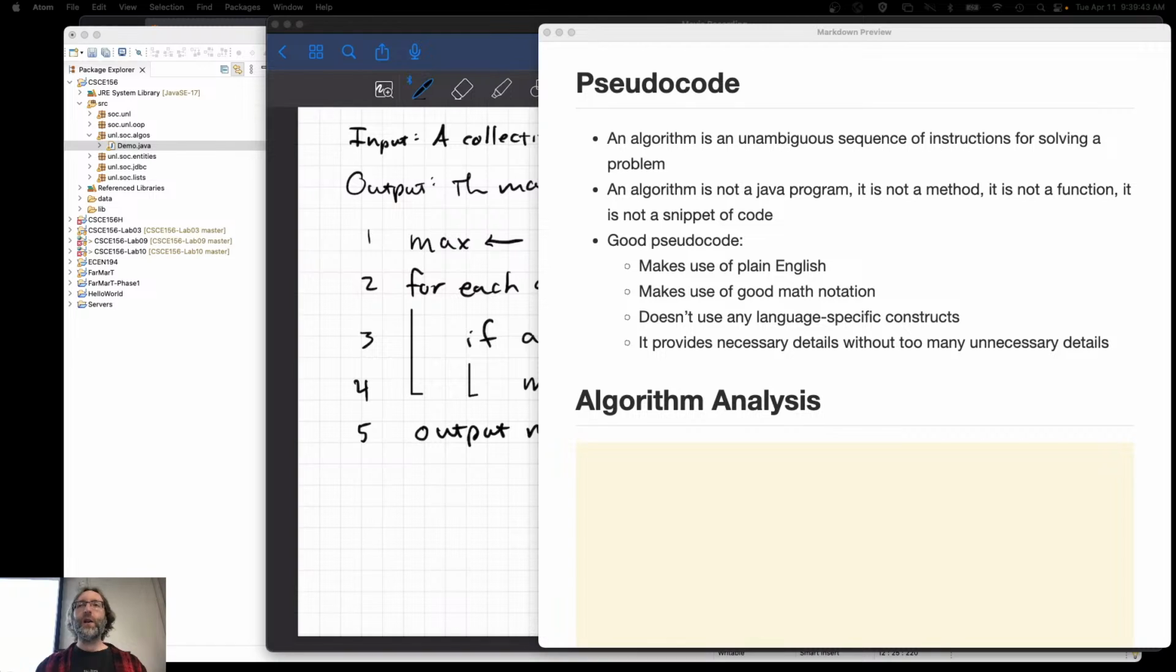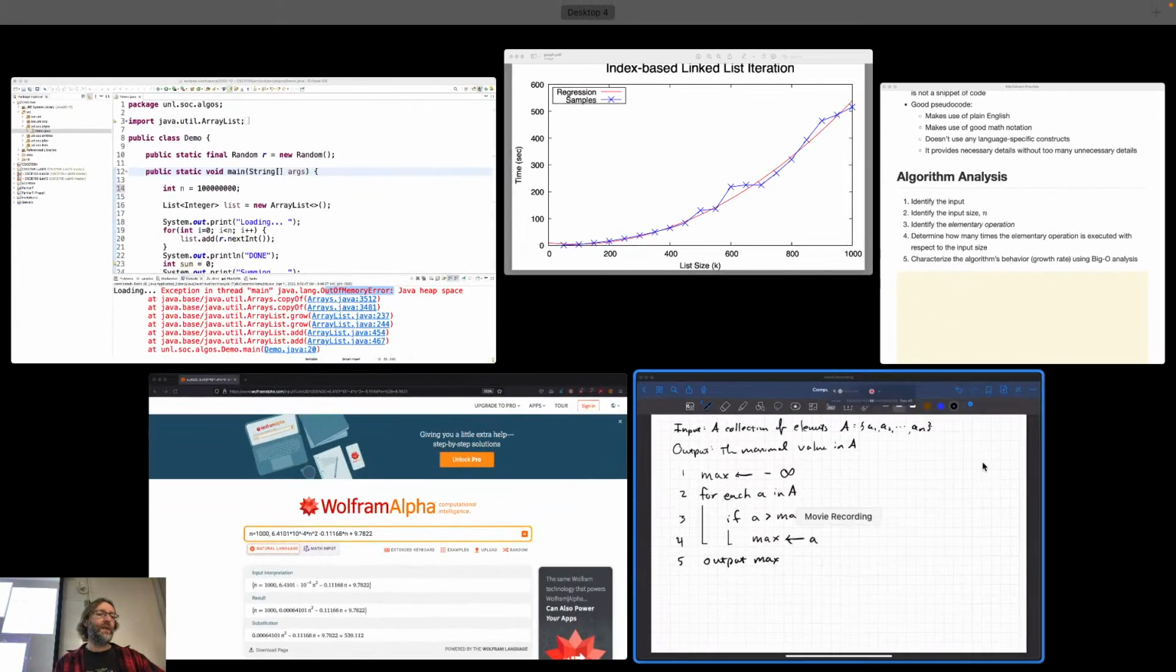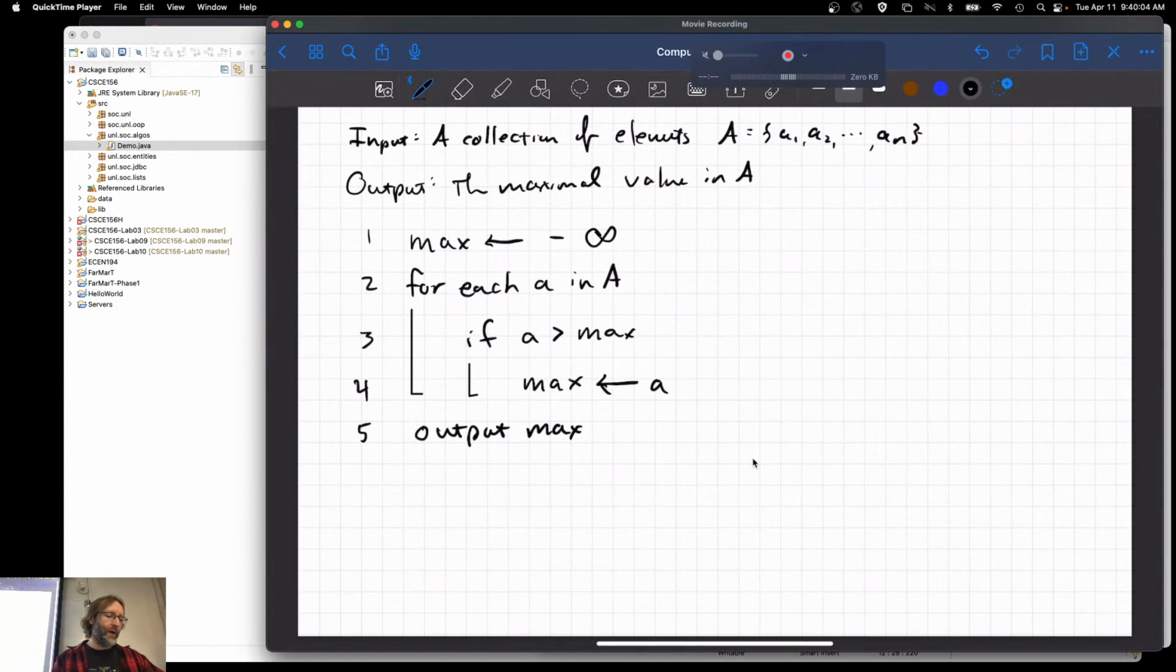All right, so once we've got our algorithm, we need a way to analyze it. I'm going to give you a 5-step process here that we're going to go over a little bit today. 1, you identify the input. 2, you identify the input size, and generally we call it n. Those two are super easy if you've written good pseudocode. Why? What's the input to this algorithm?